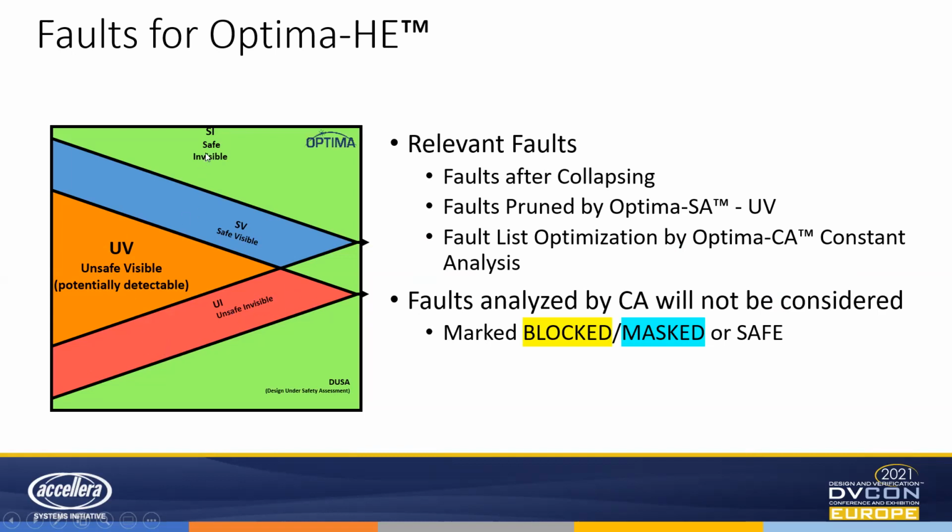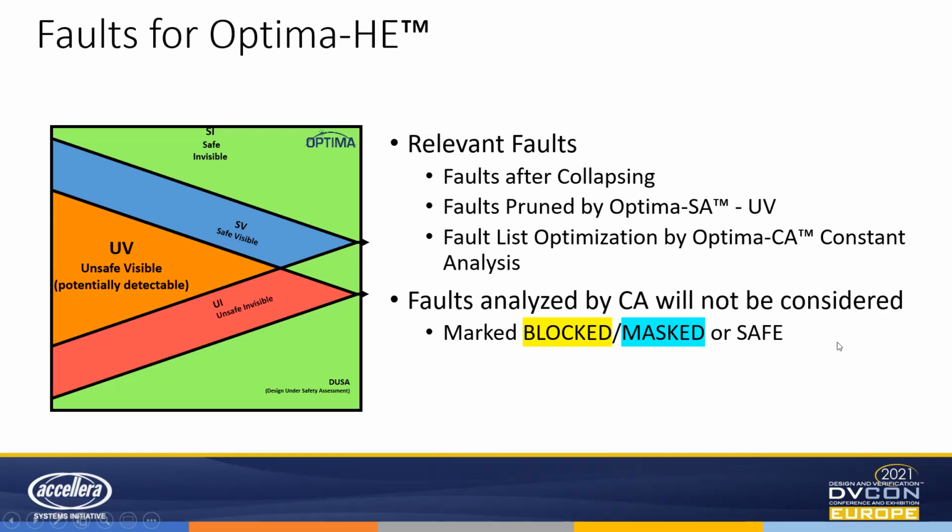And the relevant faults, safe faults are not relevant. And these are multi-point faults, it's not relevant at this stage. The only relevant faults are unsafe visible, which are potentially detectable. So faults after collapsing, we take it, and UV faults which are proved by Optima-HE, we're going to take it. And fault list optimization also will be done further by Optima-CA. We'll talk about it next slide.